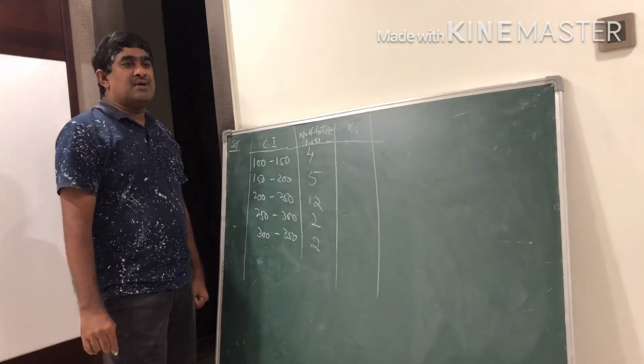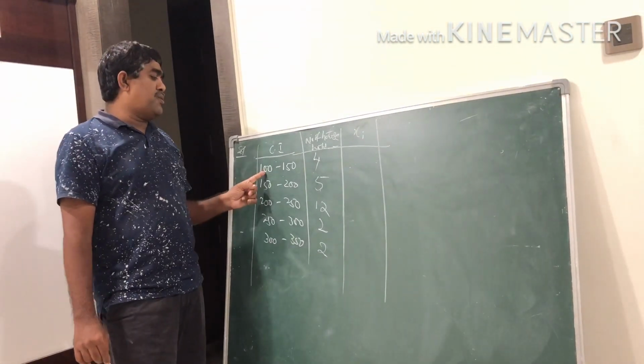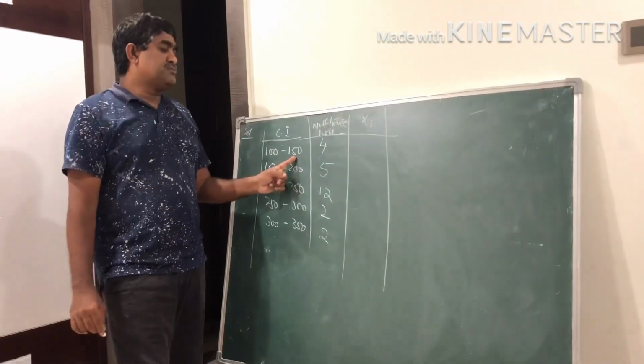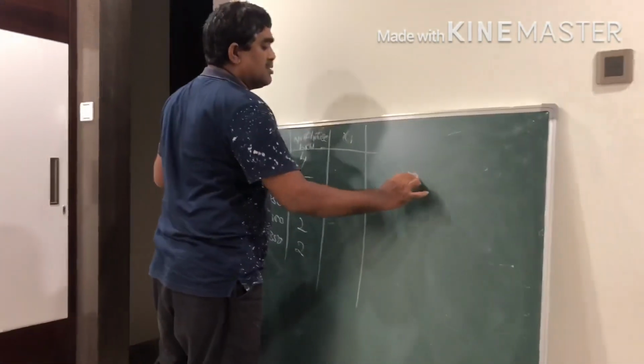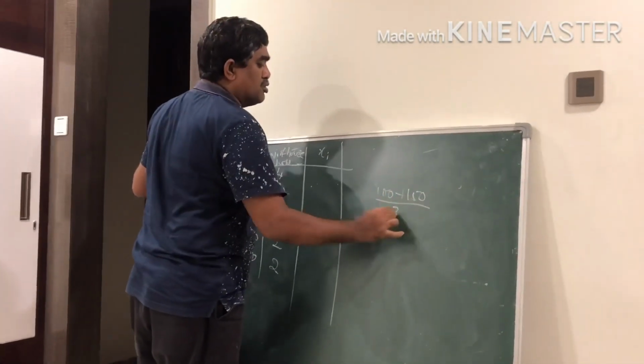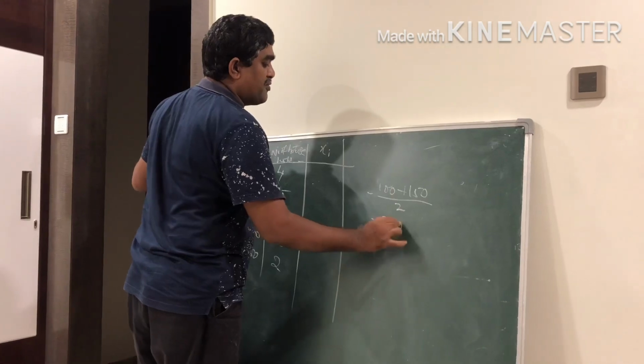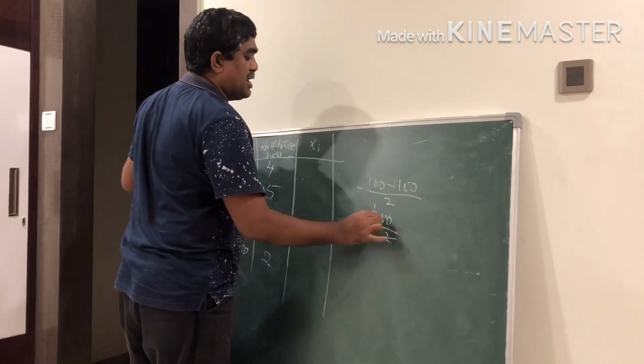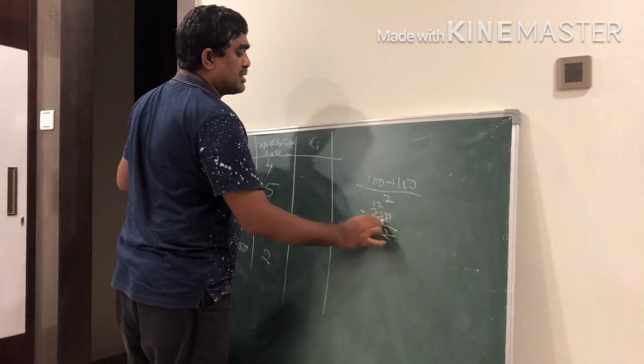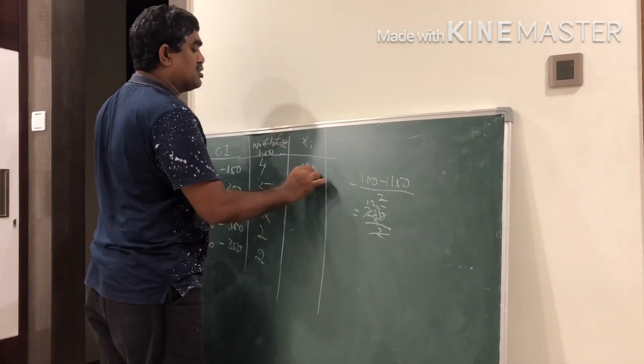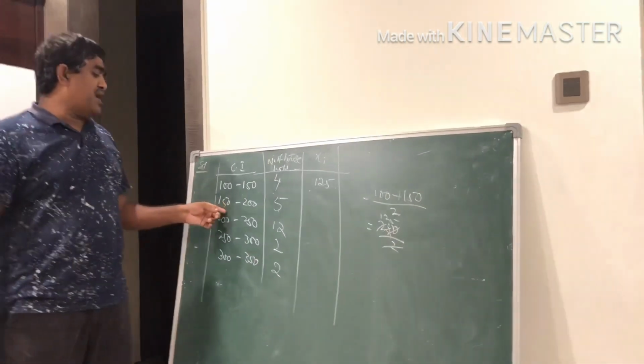Lower boundary plus upper boundary by 2. What is the lower boundary here? 100 plus 150, 250 by 2. 2 ones are 2, 2 twos are 4, 10, 5: 125. What is the second one?